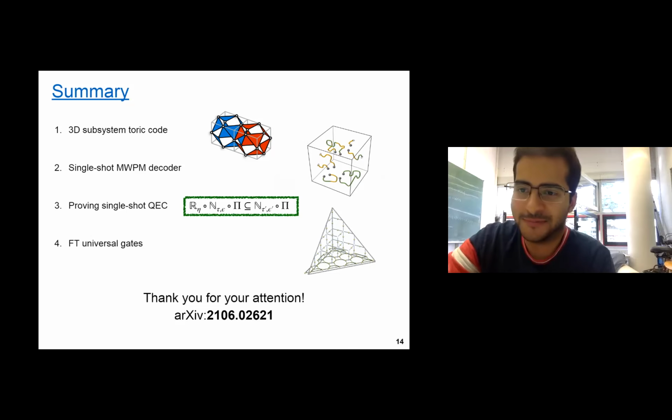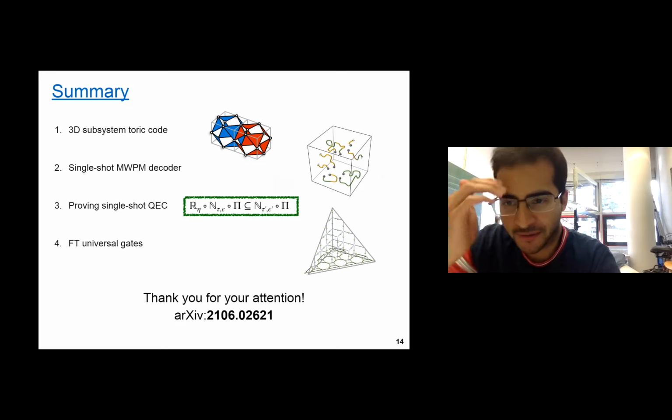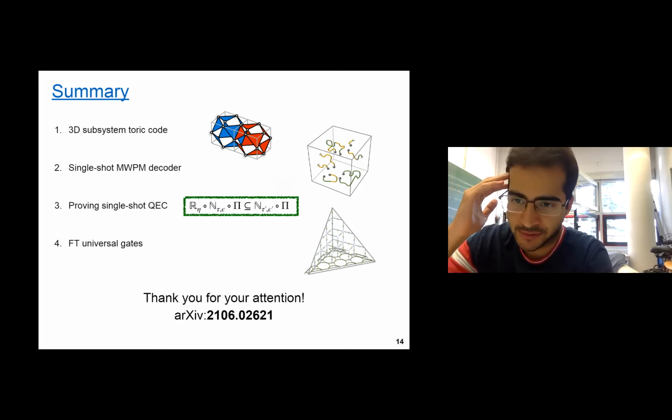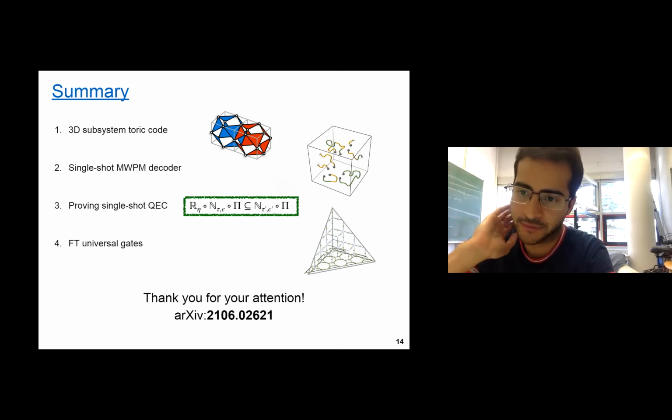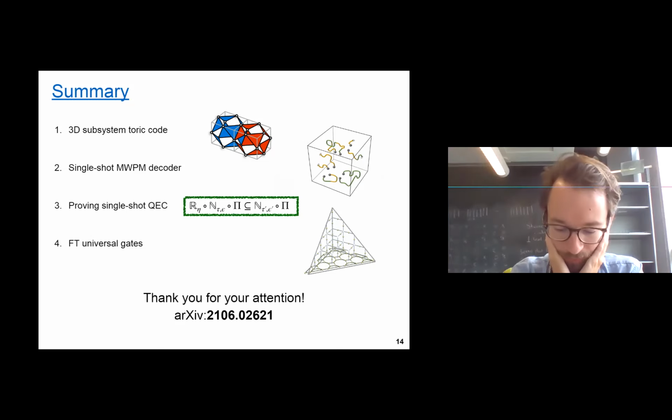I guess another naive question from my end. When you're creating this 3D subsystem code, is there a unique way to create a subsystem code for any given quantum code, or are there multiple identifications that will allow you to obtain similar results? Yeah, this is a good question.